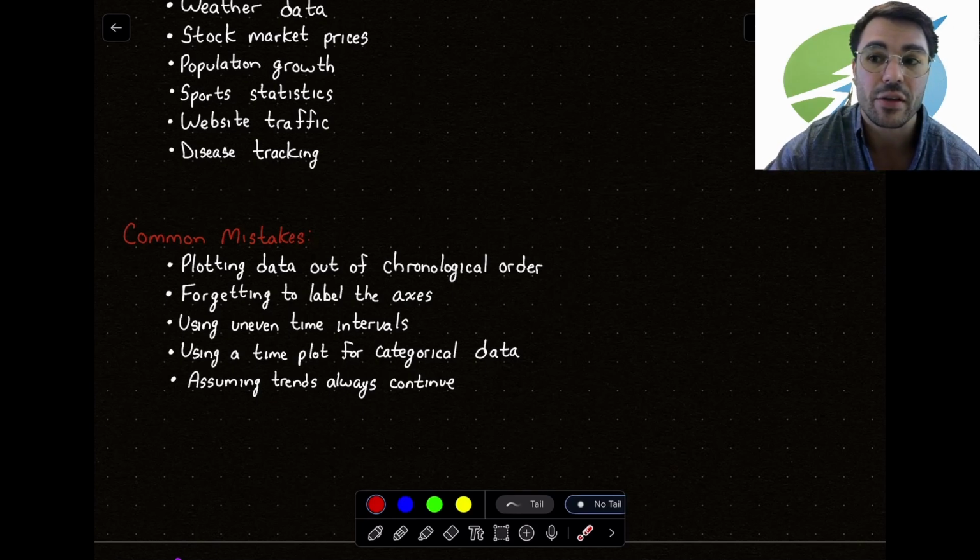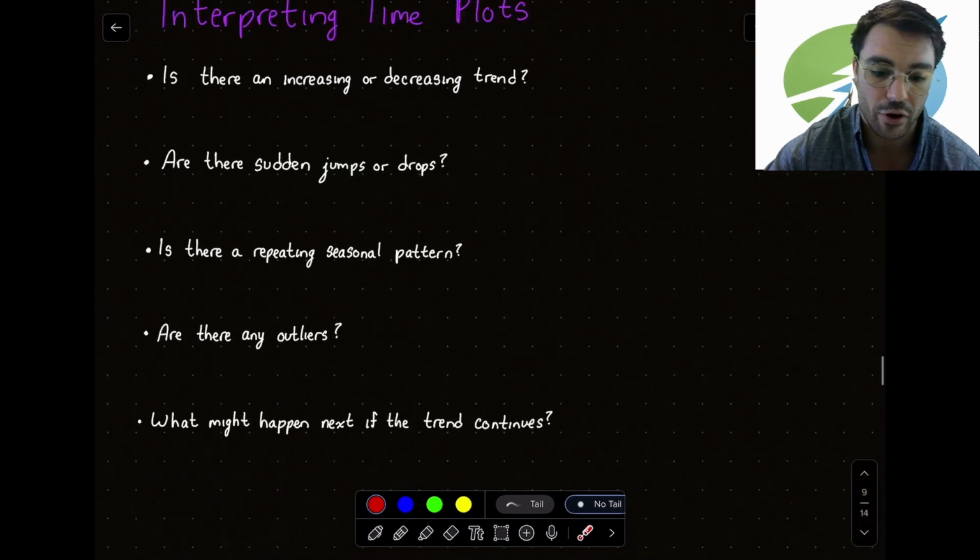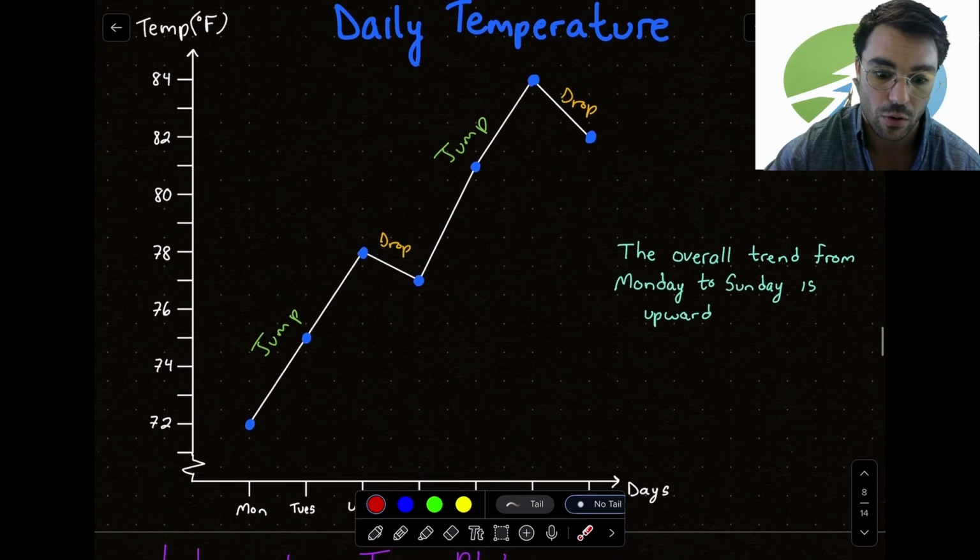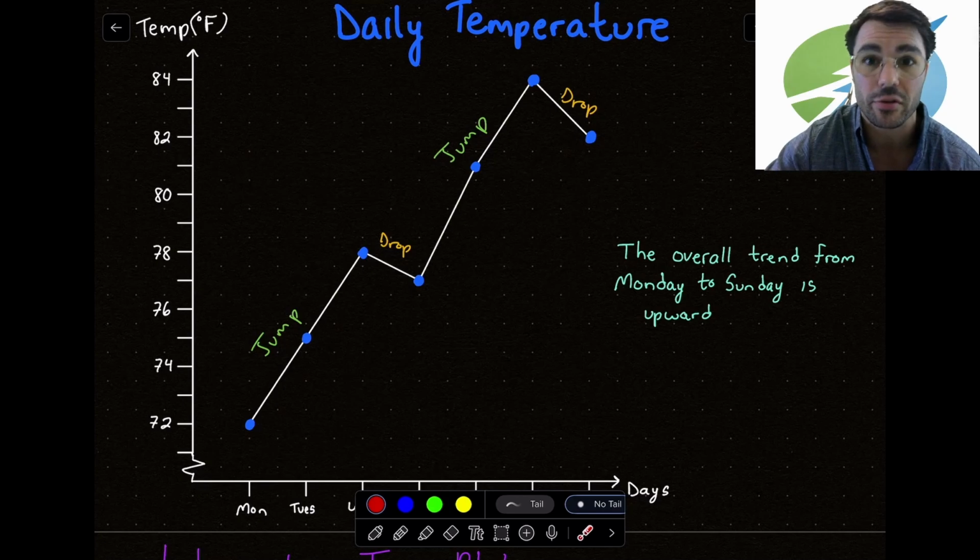And you have to make educated assumptions when looking at trends and how they continue. Like I said with the weather, you might want to assume, oh, overall it got warmer throughout the week, so it's going to continue to get warmer. But we do know seasons change and it gets colder again. So you can't just assume a trend will continue forever.